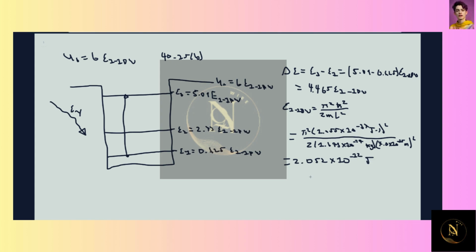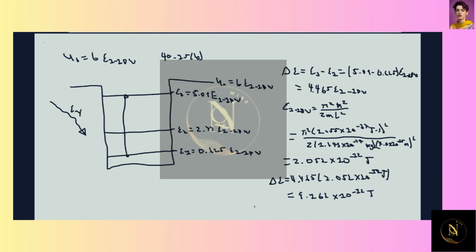Okay, and now we've already figured out that our transition energy is 4.465 times this. So delta E is equal to 4.465 times 2.052 times 10 to the minus 12 joules, which is going to be equal to 9.162 times 10 to the minus 12 joules.